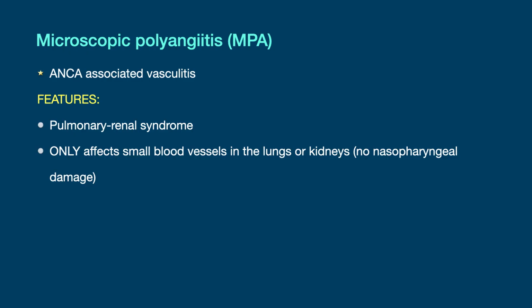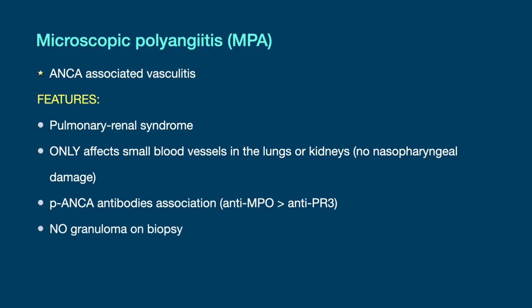There's no nasopharyngeal damage like that seen in Wegener's granulomatosis. It is associated with P-ANCA antibodies, anti-MPO more than anti-PR3. The antibody is strongly positive. There's no granuloma on biopsy. Other pulmonary complications of MPA may include radiographic infiltrates, pulmonary artery aneurysms, and fibrotic changes as well as airway disease.